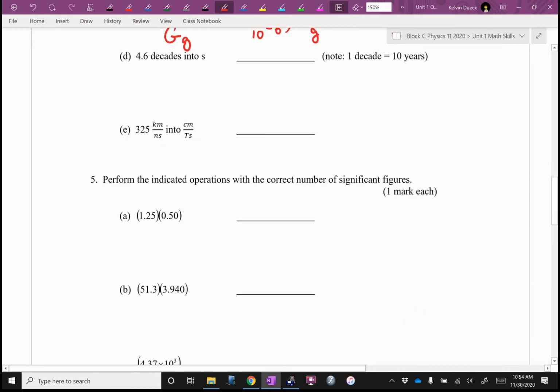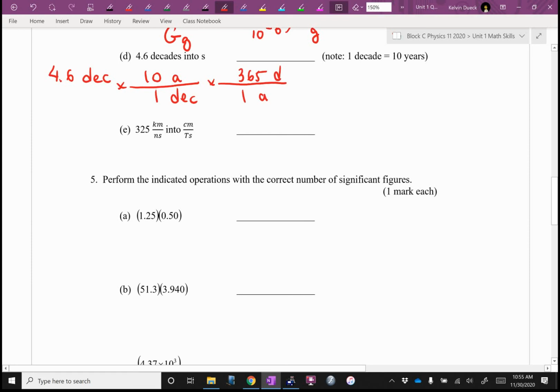4.6 decades into seconds. 4.6, I'm going to use DEC for decades. I don't know. Well, 10 years is 1 decade. That would get me into years. 1 year is 365 days.